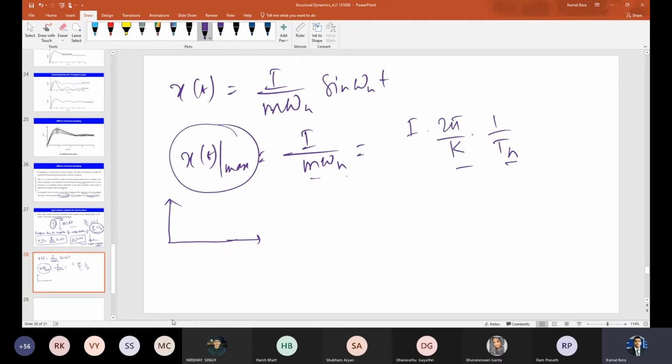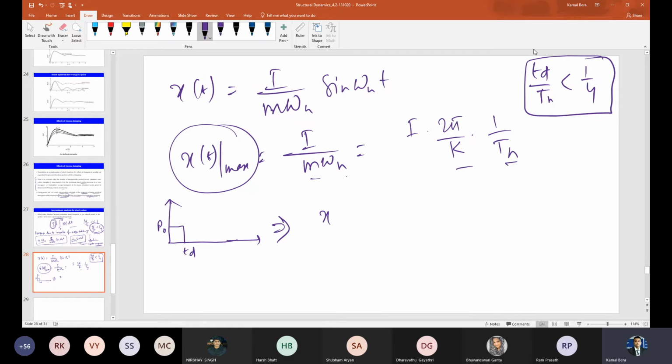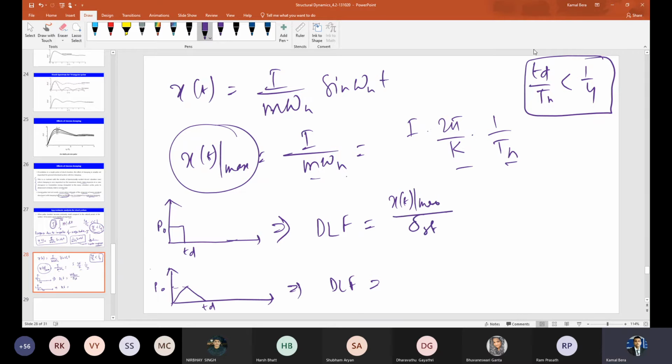So let us take a rectangular pulse, but remember that it is of very short duration Td. The condition is that this is applicable only for this. For this, tell me quickly, what is my DLF? This one is a symmetric triangular pulse. You know DLF, right? DLF is x(t) max divided by delta st, that is P naught by k. For your convenience, I am writing here delta st equals P naught by k, and here also the same. And this you already know. So tell me what it is for this and what it is for this.